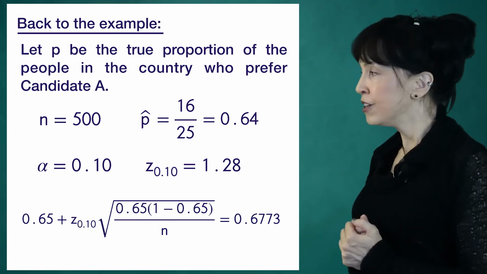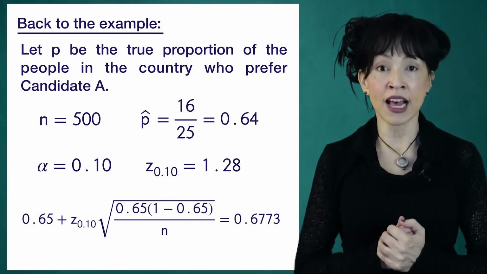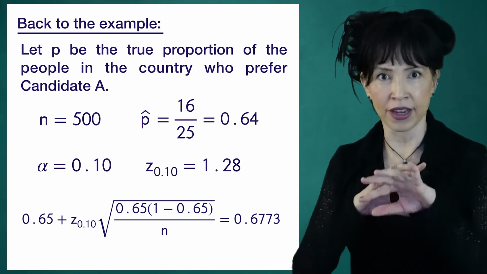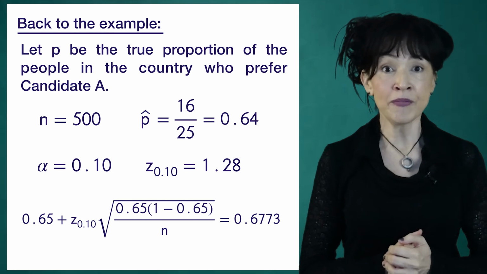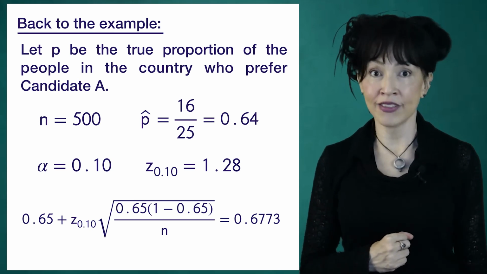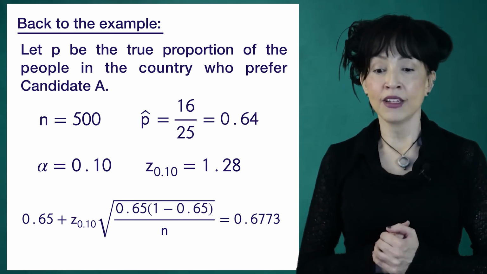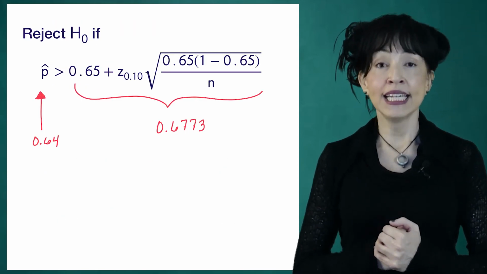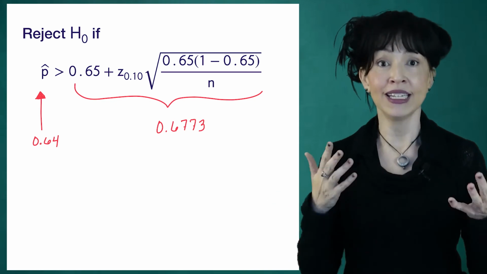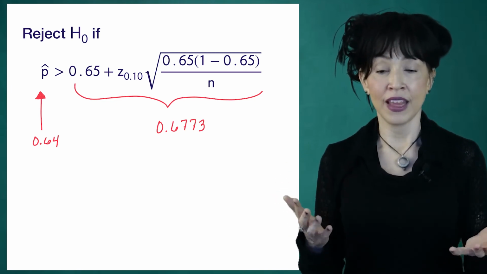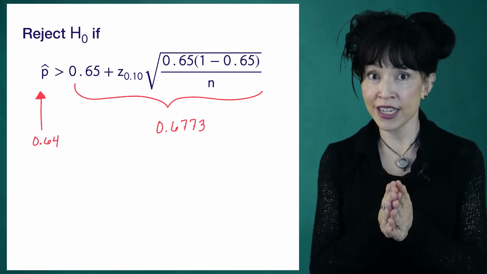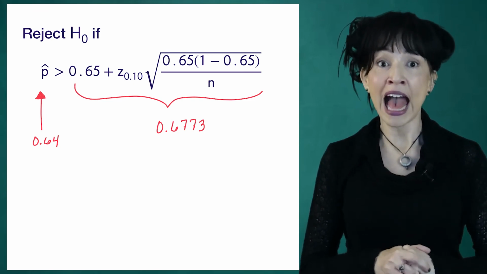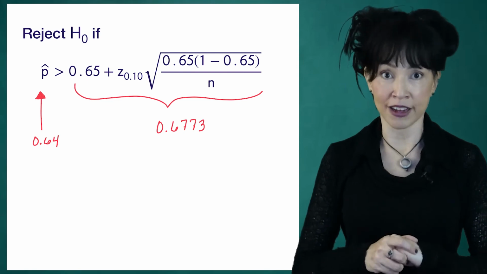And down here is what I had on the previous slide. This was the right thing. So on the previous slide, I said reject if p hat is greater than a thing. And this is that thing. It comes out to 0.6773. And so our p hat was 0.64, and this is not greater than 0.6773. And so we're not in the rejection region, so we fail to reject the null hypothesis in favor of the alternative at 0.10 level of significance.